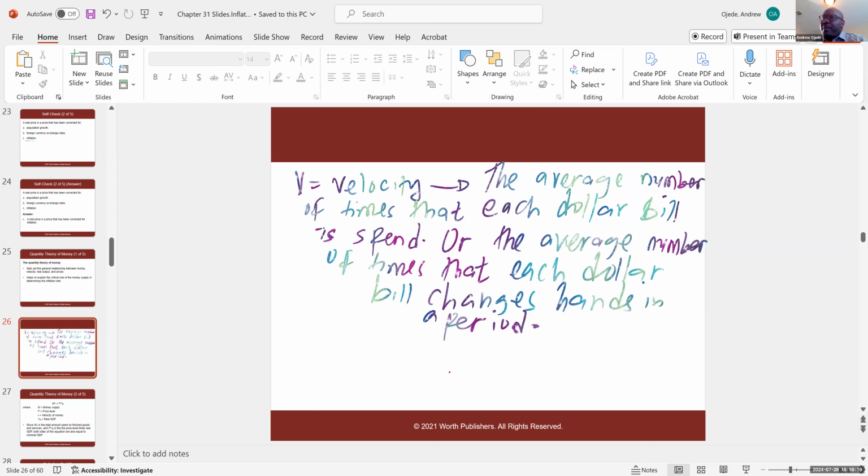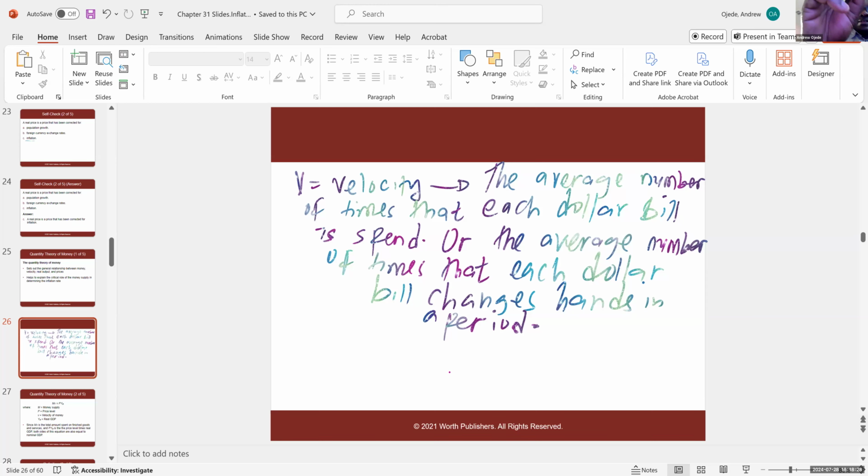So if people try to spend money more quickly, the velocity is going to be high. If people are very thrifty, like you get a dollar bill and put it in a wallet and say, this is mine now, I'm not going to spend it, then the velocity is most likely going to be low.